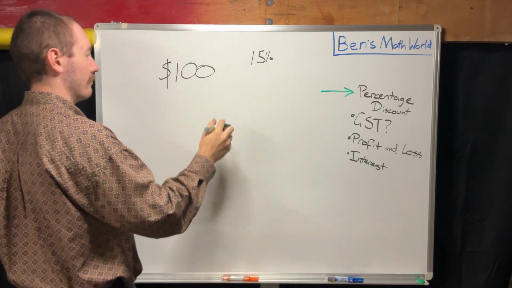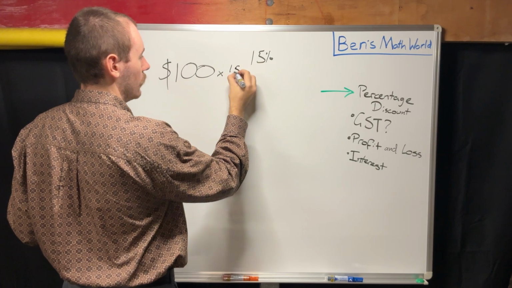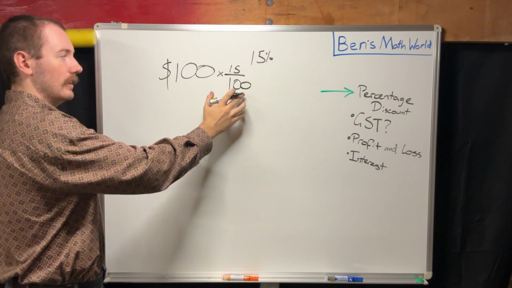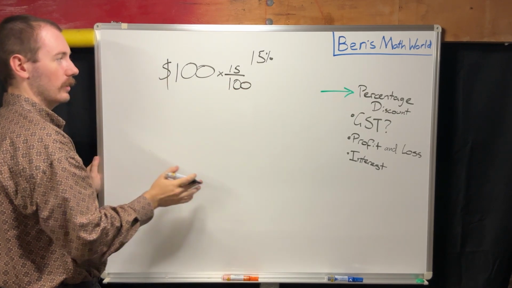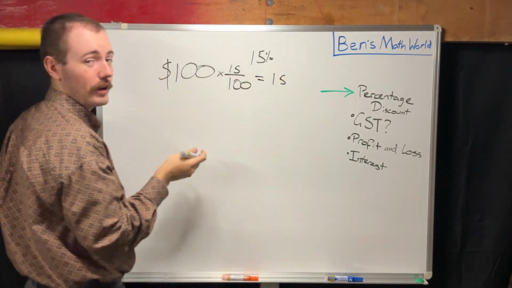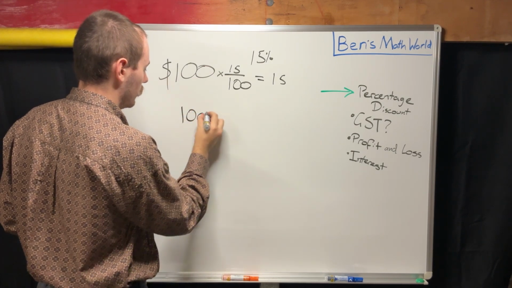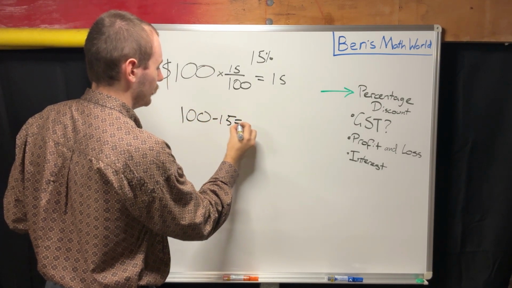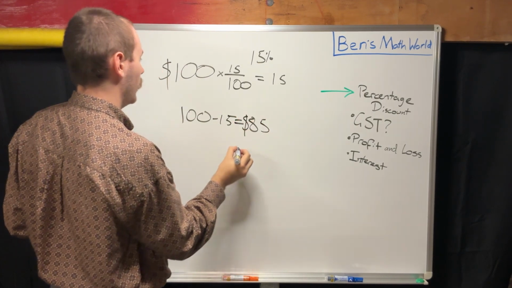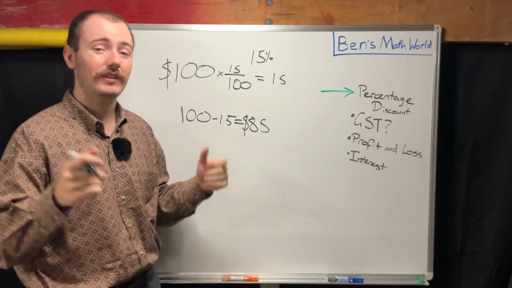But how do we work that out mathematically? Percent, we're going to do over 100. So we're going to times by 15 over 100. So 100 times 15, then 100 divide 100. So these hundreds cancel out and we're left with 15. But that's not how much we have to pay. That's how much we saved. So now let's do 100 minus 15 equals 85. So now our V-Bucks or whatever we're buying for $100 that's been discounted by 15%, we only have to pay $85. We saved $15. That's pretty good.